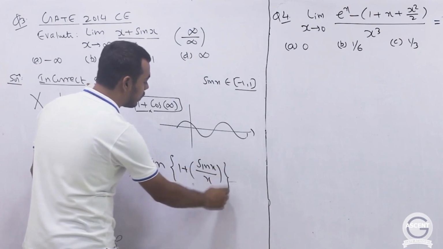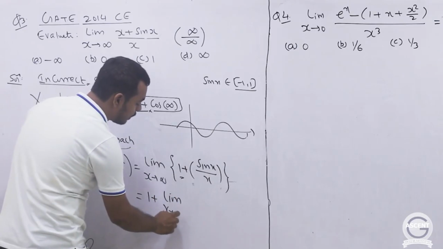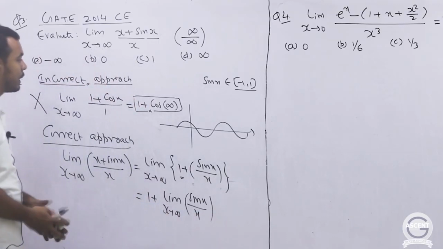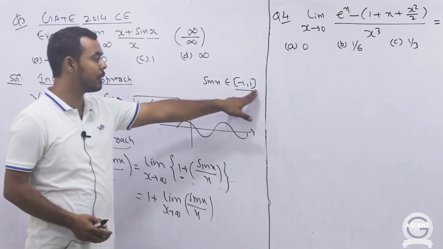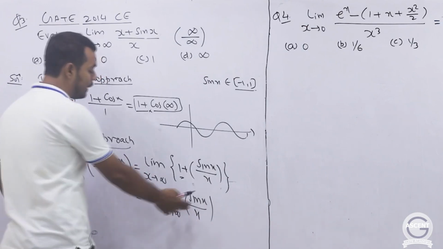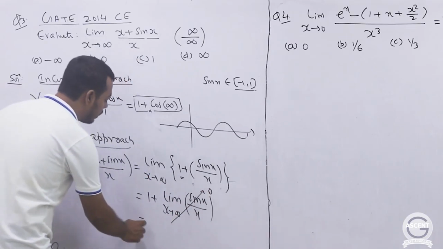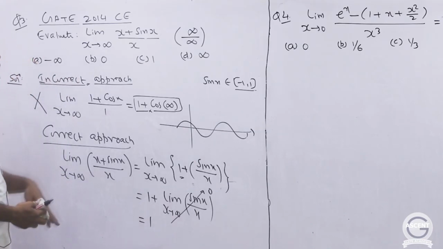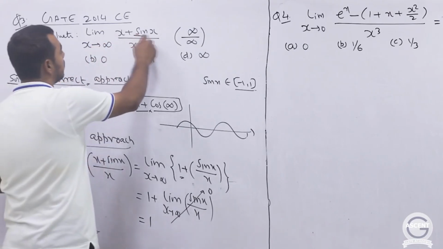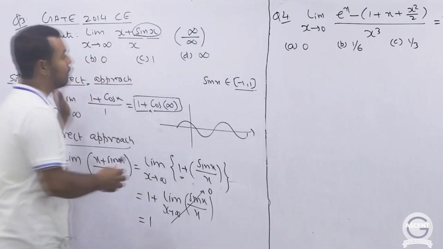We can take this 1 outside. So we can write this as 1 plus limit x tending to infinity sine x by x. Now we all know that sine x is a number from -1 to +1, and your denominator is approaching infinity. So any finite number divided by infinity will give us 0. So the value of the limit will be 1, and this was obvious because if you have a very large number, then x plus sine x, now sine x is from -1 to +1, so this will not make a major contribution. Okay, forget about infinity.